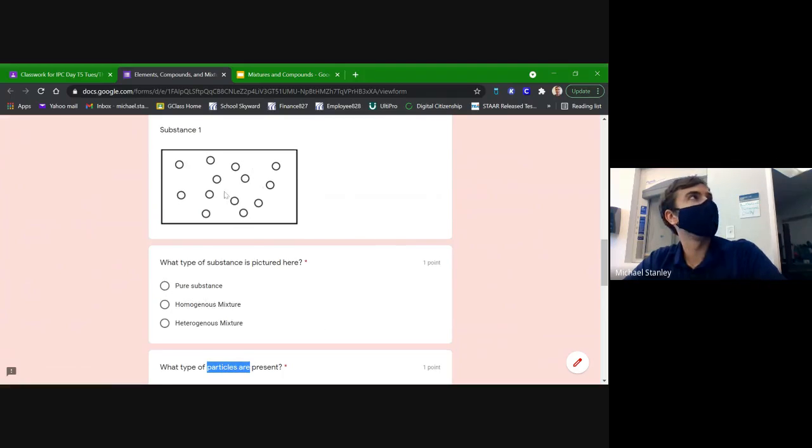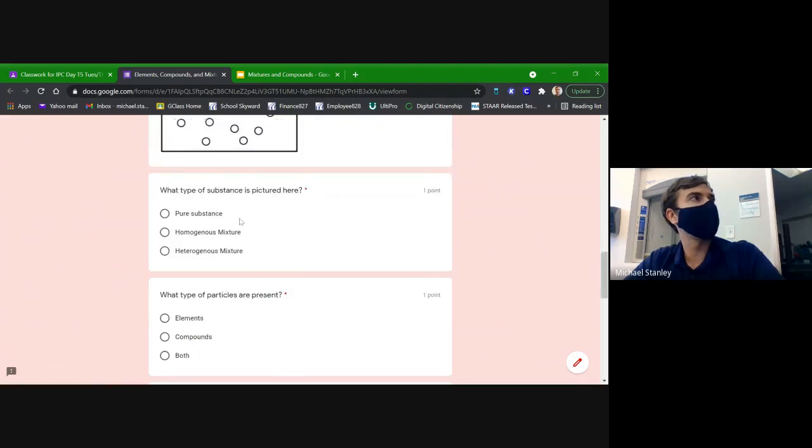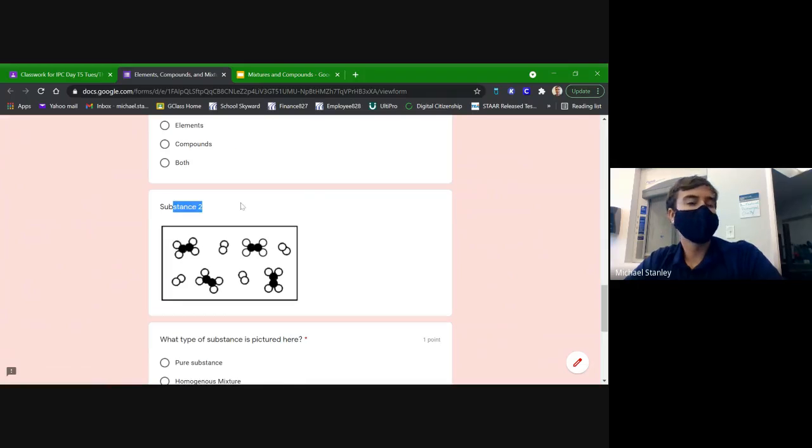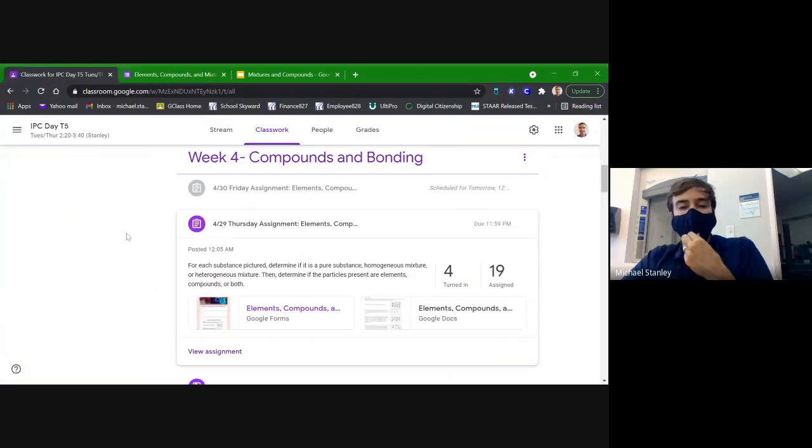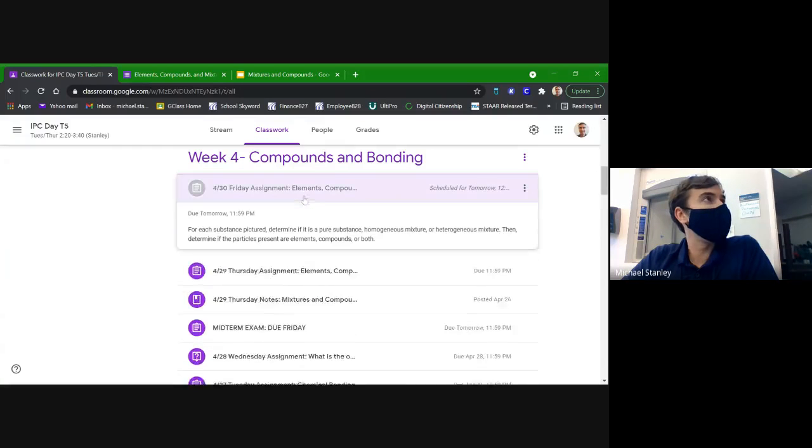So for today, I want you to tell me about that for substance 1 right here, and then substance 2 right here. And then on Friday's homework, it'll basically be the exact same thing, but with 3 different substances. So 3 new substances, but you're still going to tell me what type of substance, a pure substance or one of the mixtures, and what particles are there, compounds, elements, or both. So those are your daily assignments for today and for tomorrow.